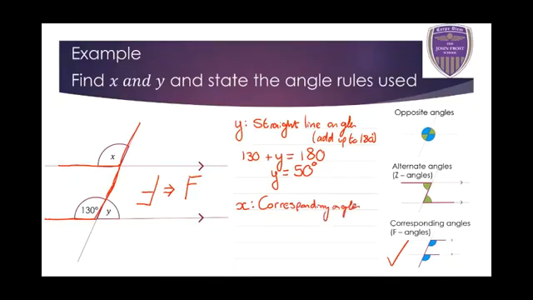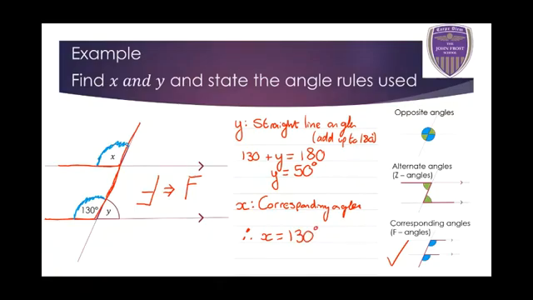Okay, I'm going to color them in blue just to remind you all. Because they're corresponding, they're going to be little blue angles. Therefore, X is equal to 130 degrees, okay? Because X and 130 degrees are corresponding angles, that means they're equal to each other, okay?